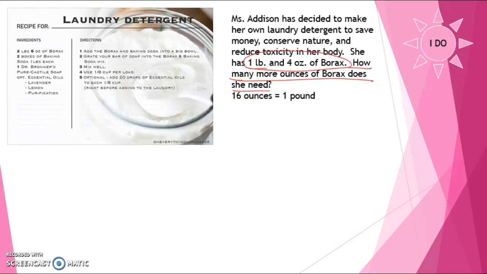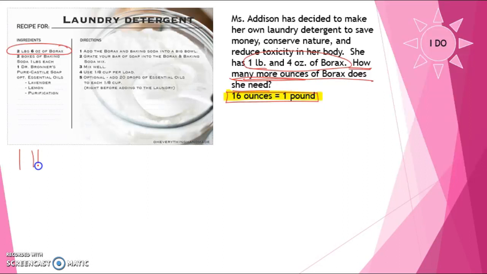And I can highlight or put a box around the conversion. But there's more information I need than this. It says how many more ounces of borax does she need? Well, I don't know. Oh, here we are. So in order to make the laundry detergent, she needs 2 pounds and 6 ounces of borax, but she only has 1 pound and 4 ounces of borax.